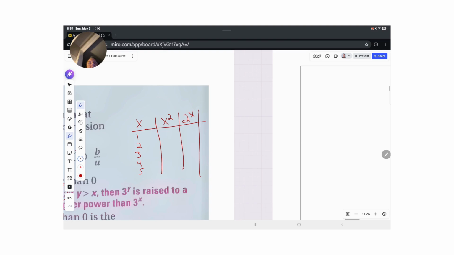All right, so at x equals 1, 1 is less than 2. At x equals 2, 4 equals 4. At x equals 3, 9 is greater than 8. At x equals 4, 16 equals 16. At x equals 5, 25 is less than 32. Let's check that.